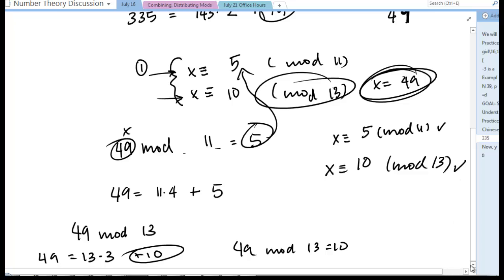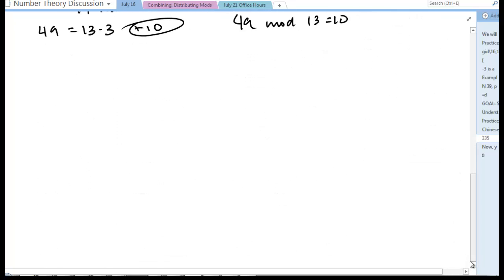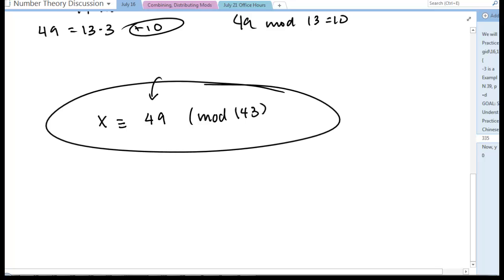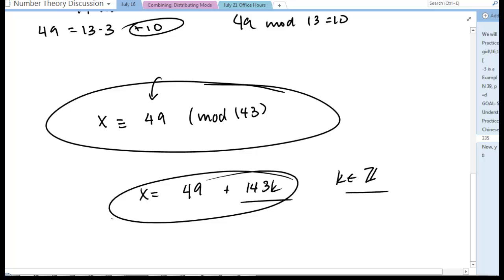Okay, so when you're reporting your final answer, you can just say x is congruent to 49, this reduced version, mod 143. Now careful, that mod is important, otherwise we get in trouble. Notice we have an infinite number of solutions to this congruence. If we take 49 and add any multiple of 143, we will get a possible solution.